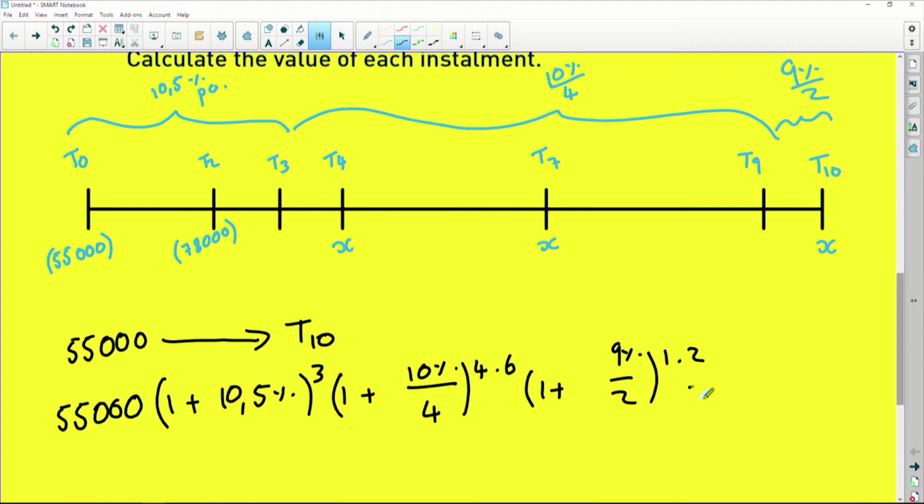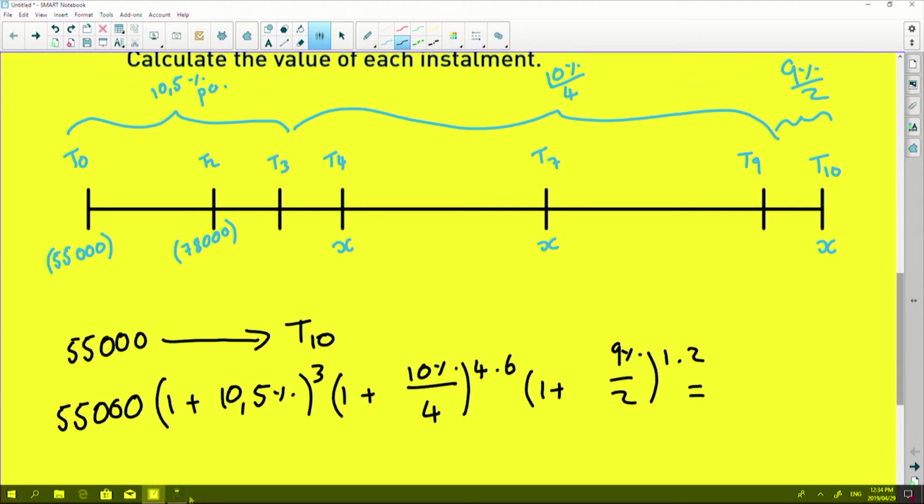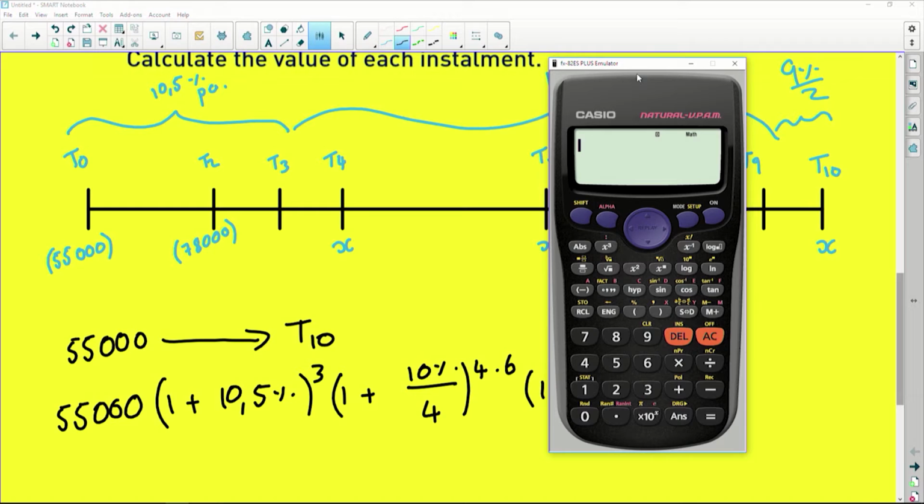So if I put all of this into my calculator, let's see what we get. So I'm going to put all of this into my calculator. It's going to be 55,000, 1 plus 10%, or I'll lie, 10.5%.